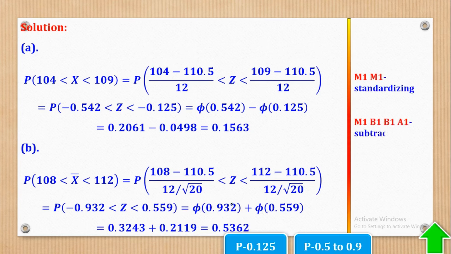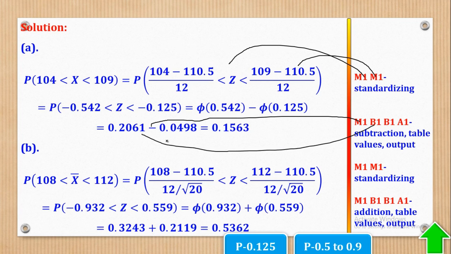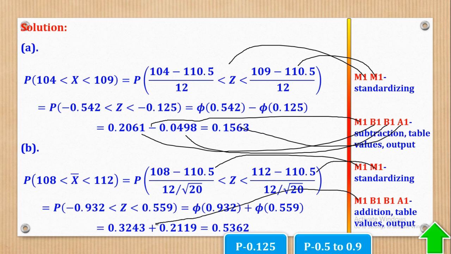Now let's see how marks can be awarded. M1 for this standardizing, and M1 for this standardizing, M1 for the subtraction, then B1 for the first table value, another B1 for the second table value, A1 for the output after subtraction. Then your M1 for this standardization, M1 for this standardization, M1 for this addition, B1 for the first table value, another B1 for the second table value, A1 for the output after addition.